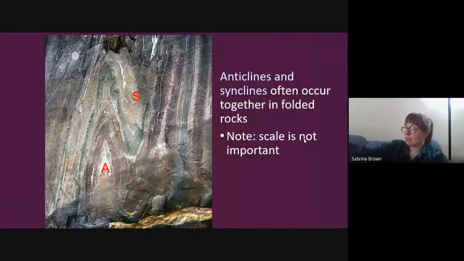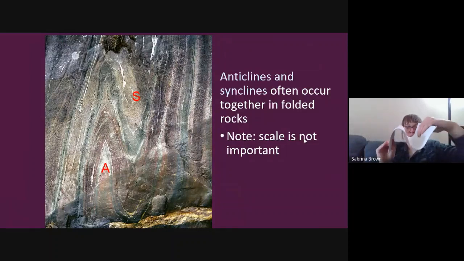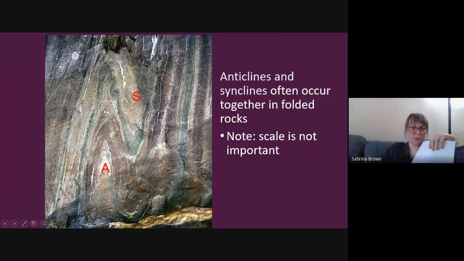So the cool thing is anticlines and synclines often occur together in folded rocks, right? So I can do this and make an anticline arch shape and a syncline U shape together. We can see that on the diagram here where we have an anticline arch shape, oldest rocks in the middle, syncline U shape with the youngest rocks in the middle.